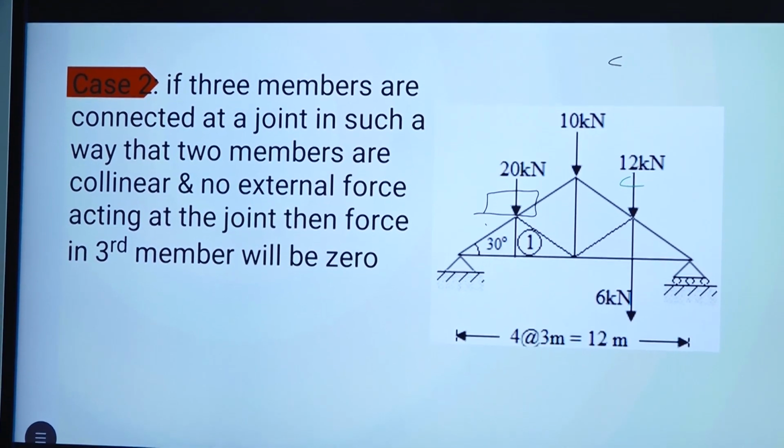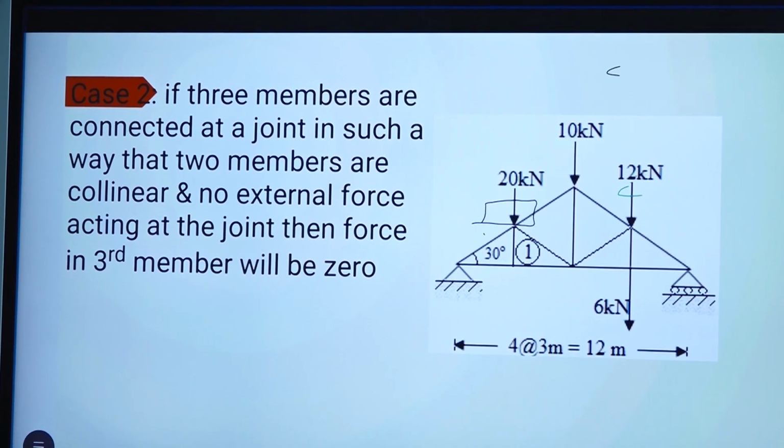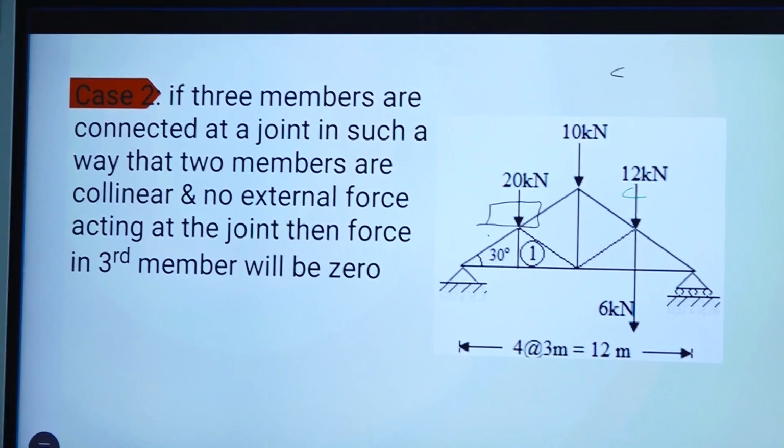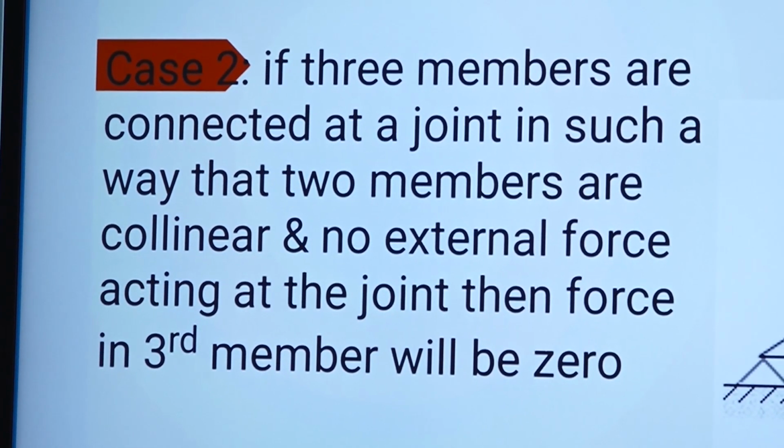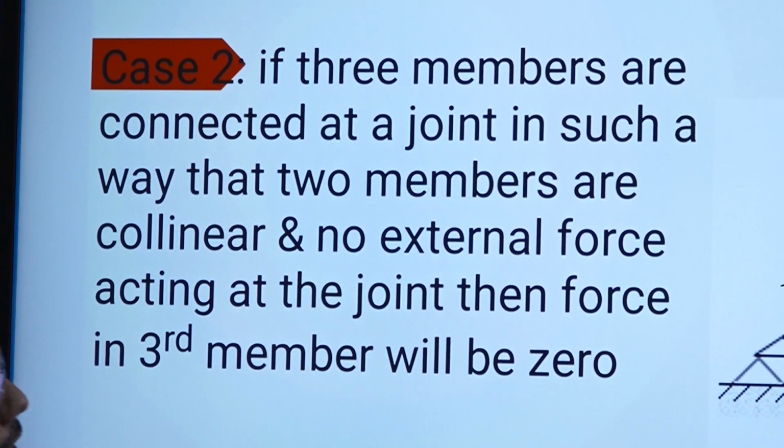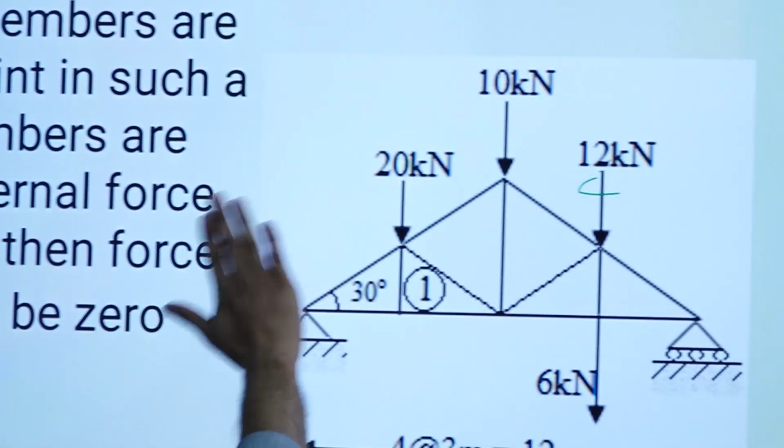Now special case 2. Special case 2 is: if 3 members are connected at a joint in such a way that 2 members are collinear and there is no external force acting at the joint, then the force in the third member will be 0. So again we will see this example.